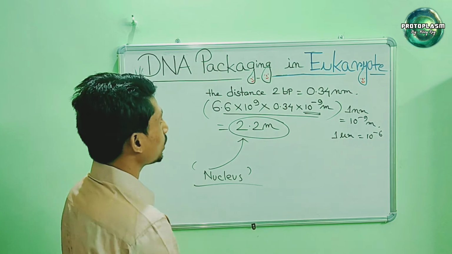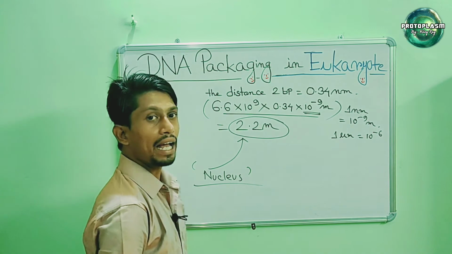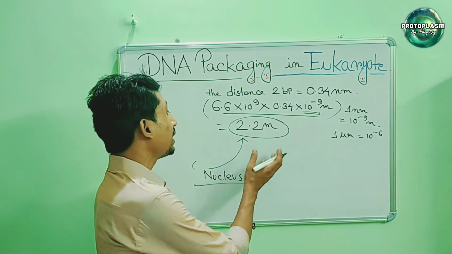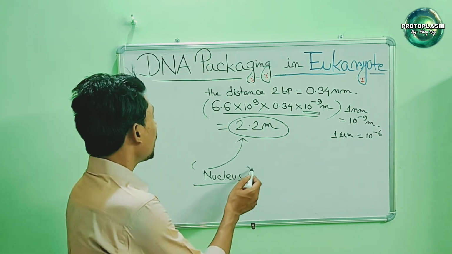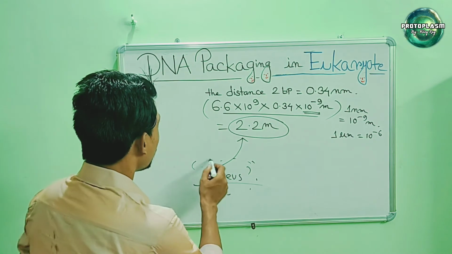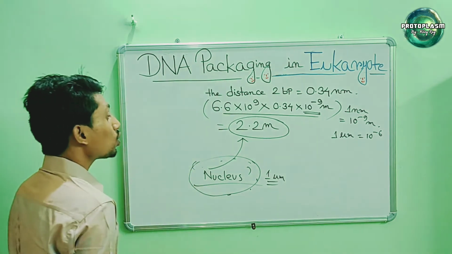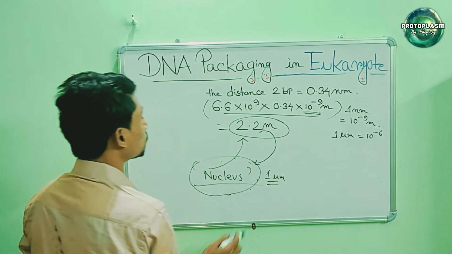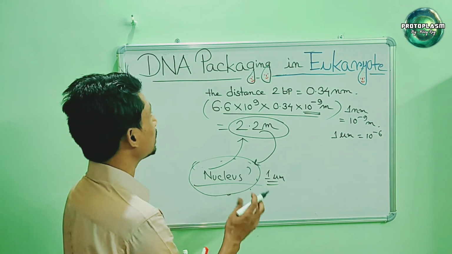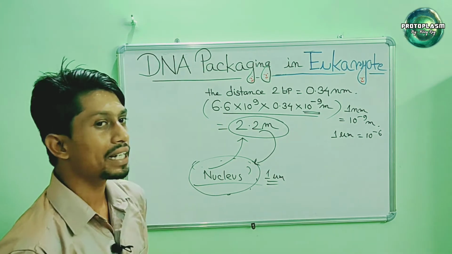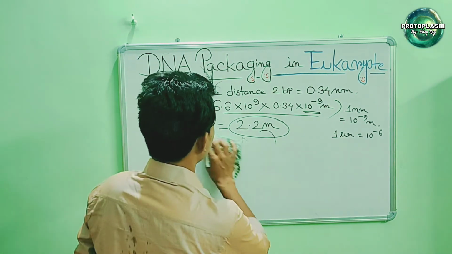As we know, in the case of prokaryotes, this DNA was known as naked DNA or nucleoid, as it is not enclosed within a membrane, but inside a eukaryotic cell the DNA is present inside the nucleus, and the nucleus itself is around 1 micrometer in size. So how does this molecule get fit into the nucleus? That is a very versatile process, and we will study the process of DNA packaging in eukaryotes today. Okay, so let's start with the topic.